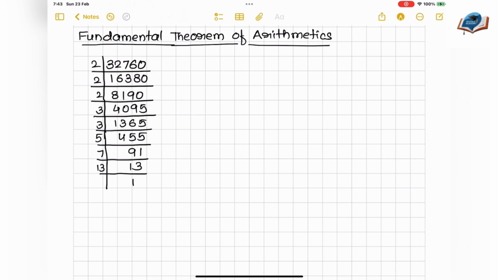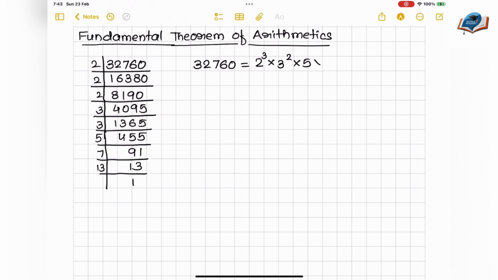So the fundamental theorem of arithmetic says I can write any number in this form: 2 cube into 3 square into 5 into 7 into 13. That means I can show any number as a product of prime numbers. So that is called the fundamental theorem.